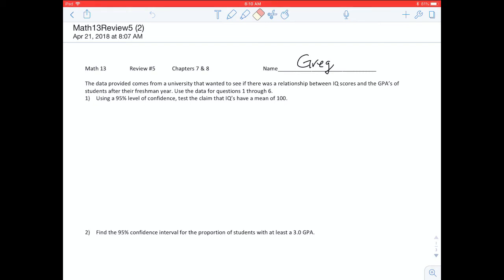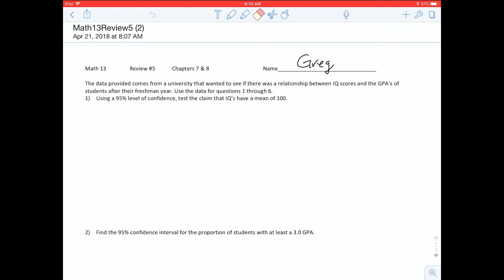Well, this is review number 5, and I'm going to go over the general idea, but I'm not going to do all of the details. So this is basically for those people that have had difficulty with review number 5 and want to at least get partial credit on this.